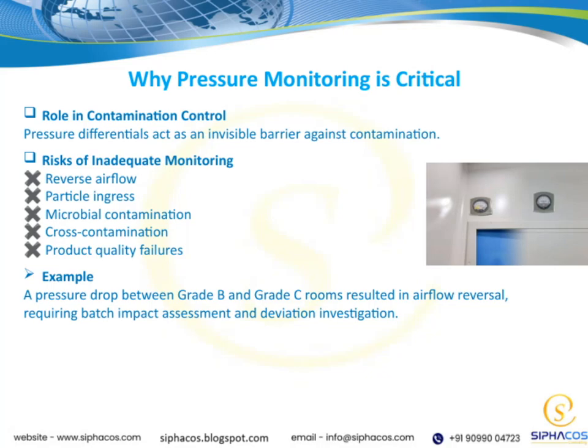Pressure monitoring plays a crucial role in keeping contamination at bay. It creates an invisible barrier, using pressure differences to stop unwanted particles and microbes from moving the wrong way. When monitoring falls short, risks multiply: reverse airflow, particle entry, microbial contamination, cross-contamination, and even product quality failures. For example, a pressure drop between two controlled rooms caused airflow to reverse, forcing a full batch review and an investigation into what went wrong. This shows just how vital pressure control really is.